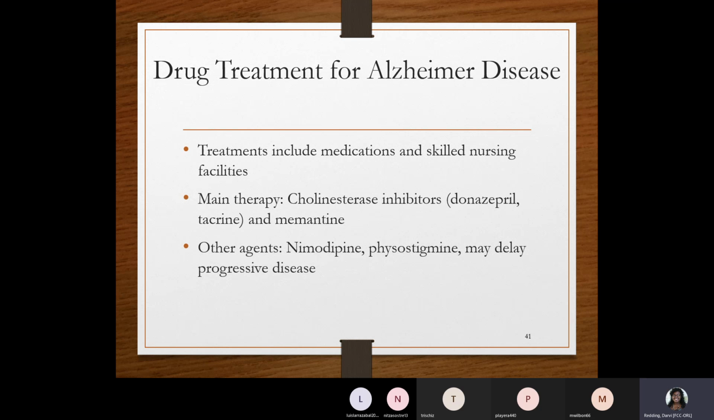So some of the main therapy that a patient would take for the drug treatment of Alzheimer's disease would include a cholinesterase inhibitor. An example of that would be donepezil and memantine. Who can tell me the brand name of memantine?